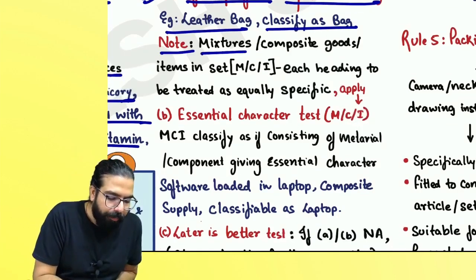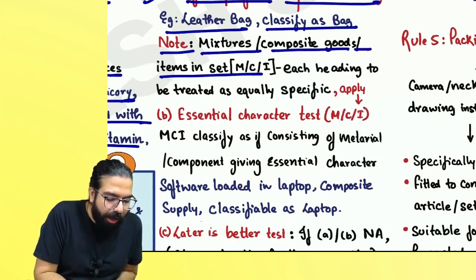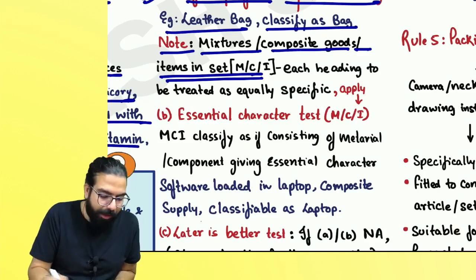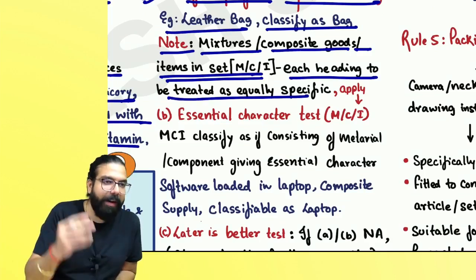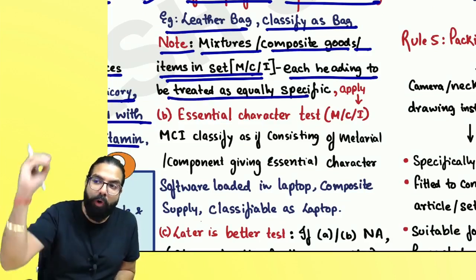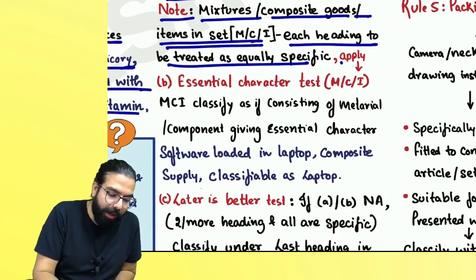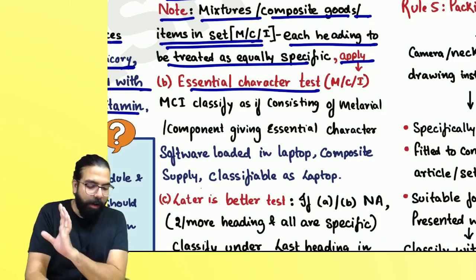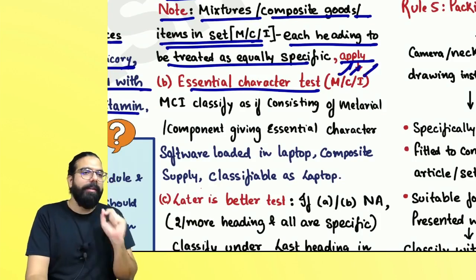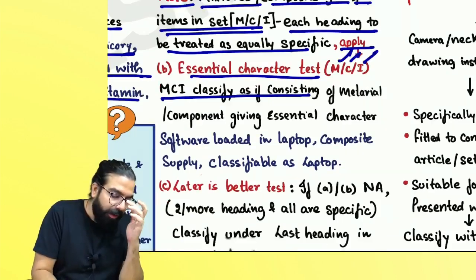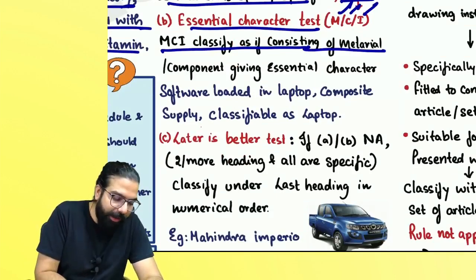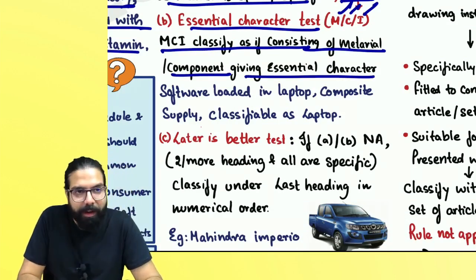Remember, note: mixture or composite goods or items in a set, MCI, each heading will be treated as equally specific. Now, if all the headings are specific, what will you apply? The essential character test in case of mixture, composite goods or item in a set. Mixture and composite goods are classified as if they consist of what? The material or component giving it the essential character.